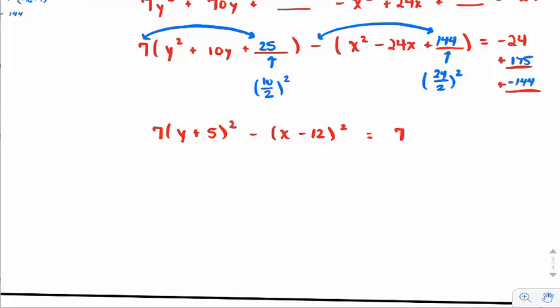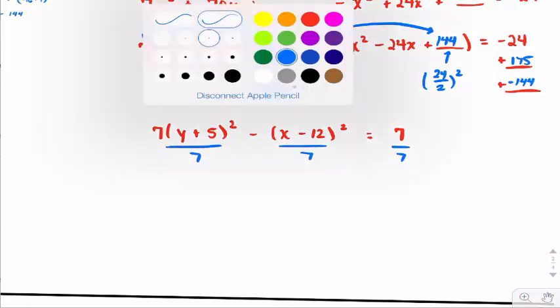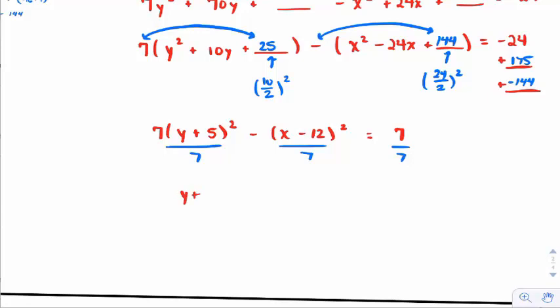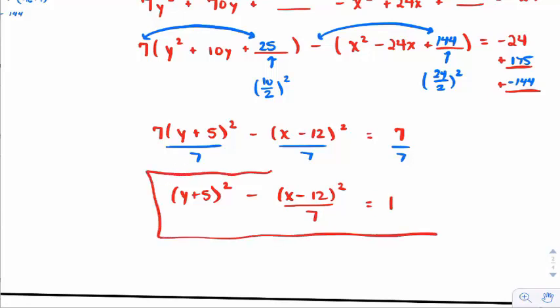So this one actually simplifies pretty nice, because again, it has to be equal to 1 on the right-hand side. So I'm going to go ahead and divide both sides by 7, and it leaves me with y plus 5 squared minus x minus 12 squared over 7 equals 1. And again, you may say, well, where's your a squared term? Well, it's 1 if you need to put that there. I mean, we will actually, so go ahead and just do that.